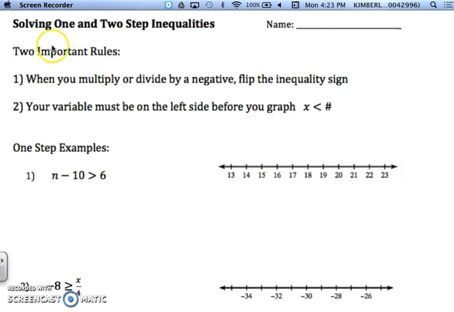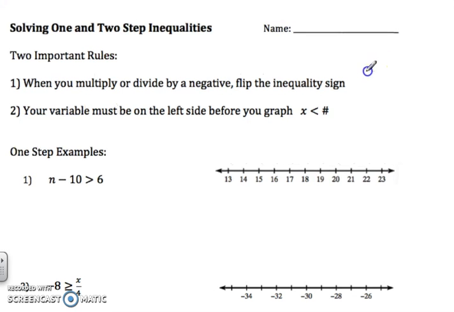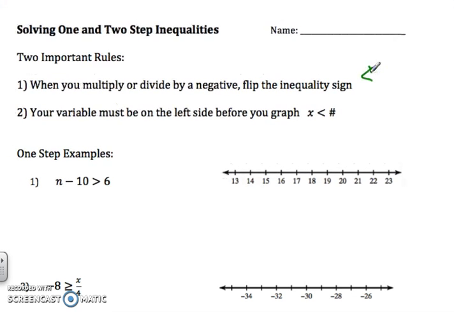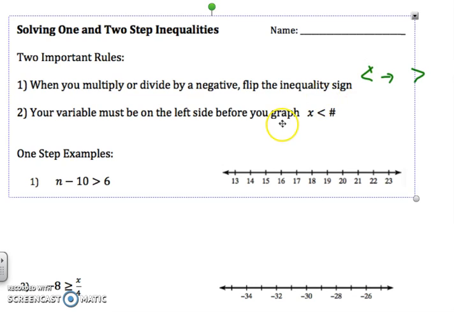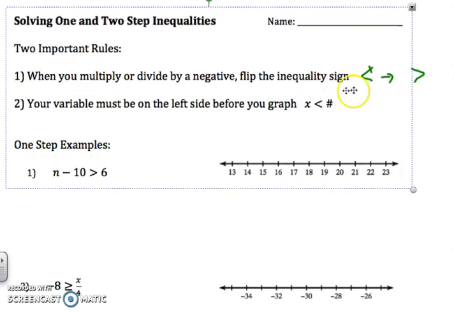Okay, so this video is on solving 1- and 2-step inequalities. There are two important rules when solving inequalities. The first one is when you multiply or divide by a negative number, you have to flip your inequality sign. So that means if you had a less than sign, you would need to change that to a greater than sign. Okay? And that's only when you multiply or divide by a negative number.